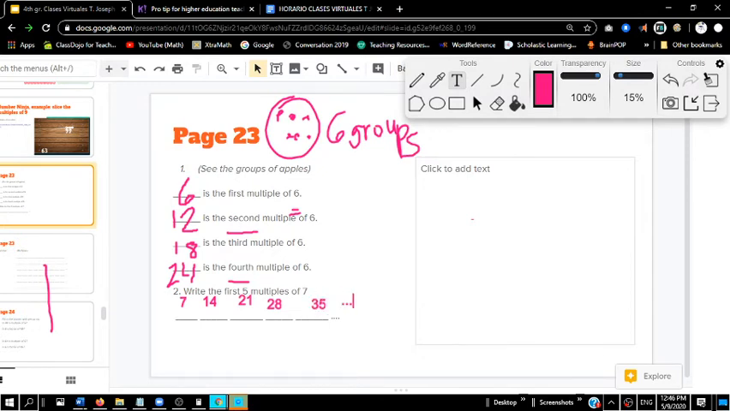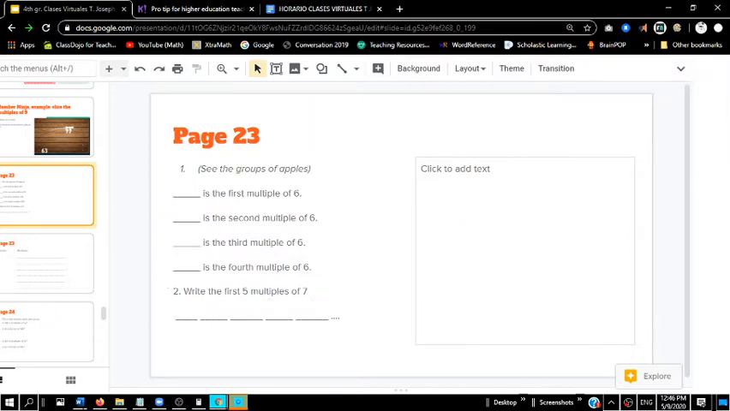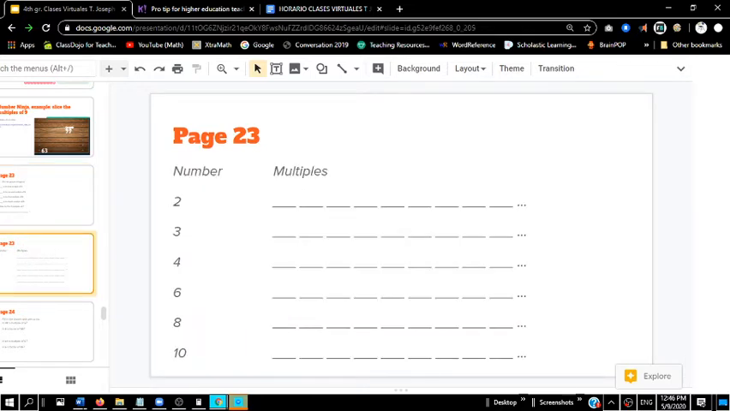We could continue forever and ever and ever. But all we're doing is just multiplying 7 by itself. 7 times 1, 7 times 2, 7 times 3. Okay? Let's go to the next page and let's find out some more multiples. We can find those multiples just by counting, using those tables, just like we had before.